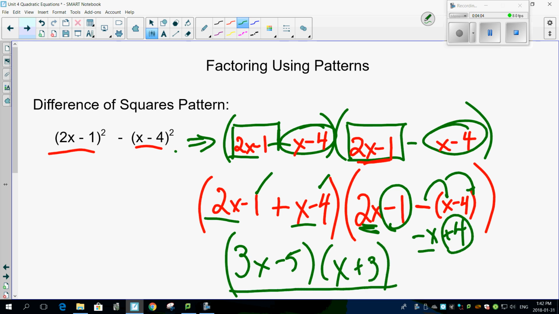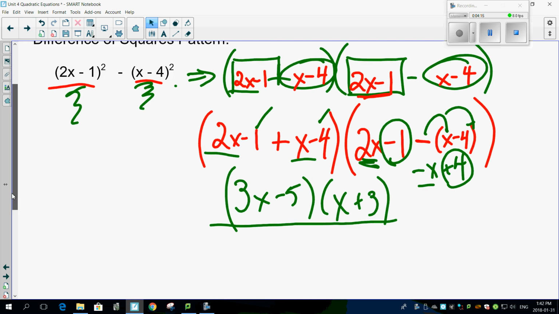I think this is a lot easier than going out and FOILing this guy and FOILing that guy and then turning around and doing, oh, that would just be a mess. Always, always look for the pattern, okay? All right.